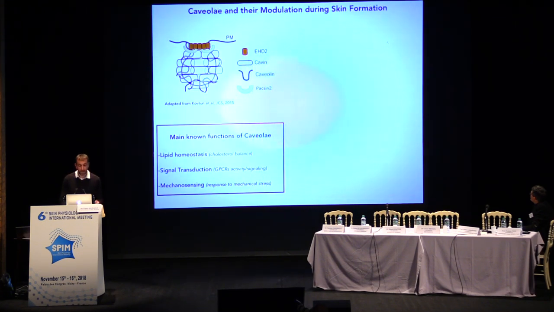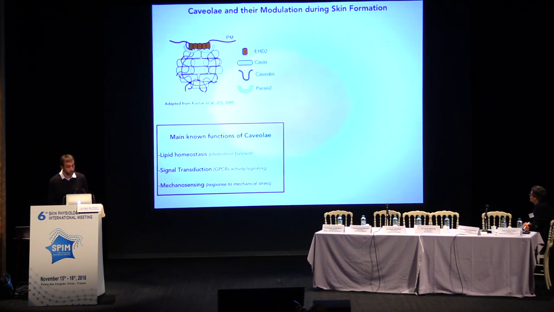So the caveoli are schematized here, these plasma membrane invaginations that are composed of different sets of proteins, among which cavin and caveolin are really crucial and important. The cavin 1 and the caveolin 1 are really crucial for biogenesis and function of these caveoli.